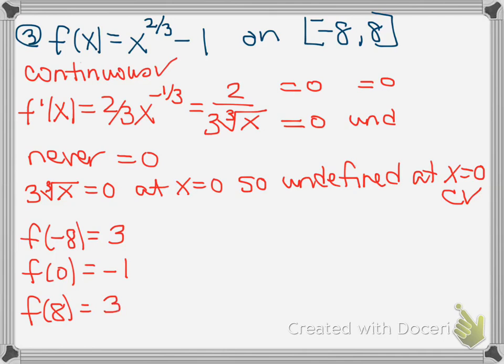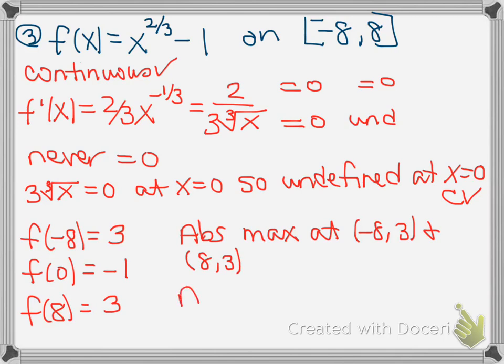So then you're going to say, okay, I have 2 absolute max, and they occur at -8, 3, and +8, 3. And then I have an absolute min at 0, -1. So all of our critical values and endpoints are used in this function.